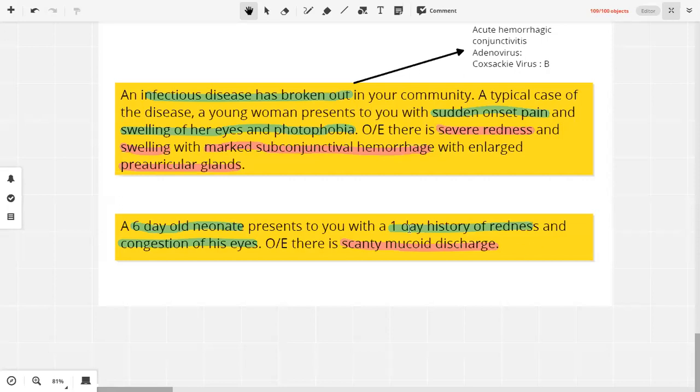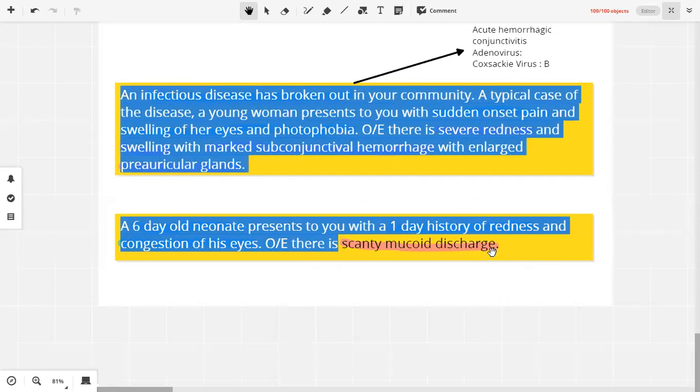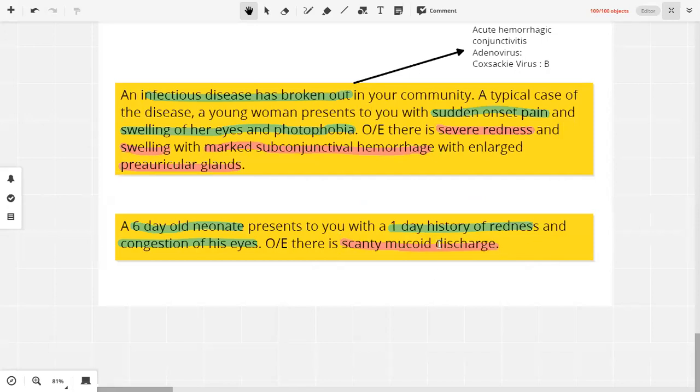A 6-day-old, with a 1-day history of redness, meaning that the history started on the 5th day of life. So we know that a disease which starts on the 5th day and has scant mucoid discharge means that there's a viral etiology, and a viral etiology which starts on the 5th day is herpes simplex virus, or herpetic neonatal conjunctivitis. Now, if I were to say that this patient had a mucopurulent discharge, what would your diagnosis be then?